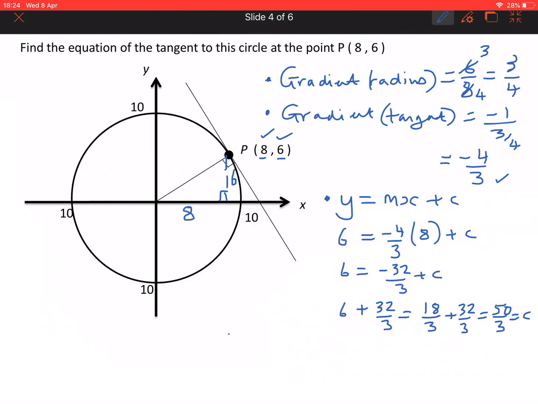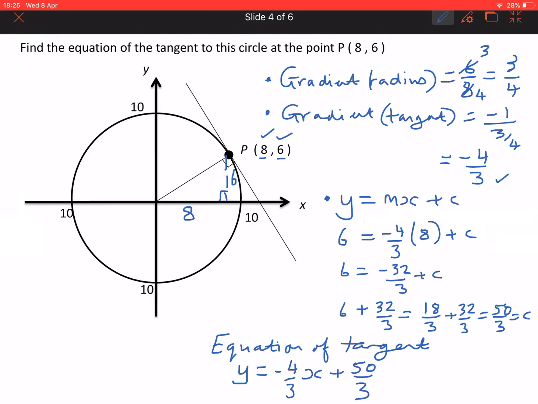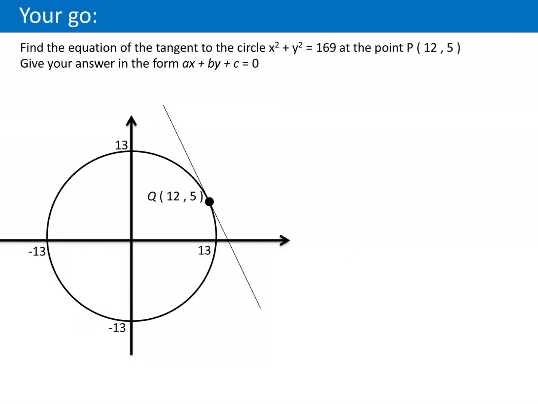So finally, for my equation of my tangent, I can sub it back into y equals mx plus c. y equals m, which is negative 4 thirds, times x plus c, which is 50 over 3. So this will give me the equation of my tangent. Okay, so time for you to have a go. So press pause and have a go at this question.